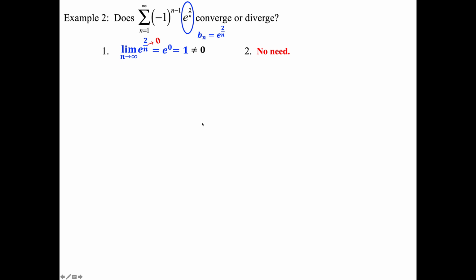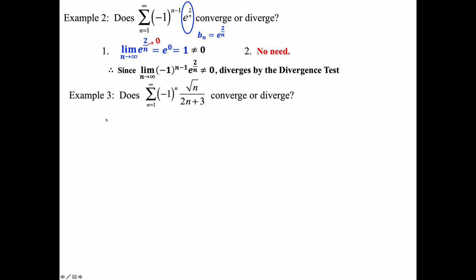And if you remember from the past, this is our divergence test. If you take the limit of the function and you get anything and everything except a 0, then this diverges. So if this b sub n is going to diverge, then a -1 to the n minus 1 power multiplied to a diverging sequence is still going to diverge.